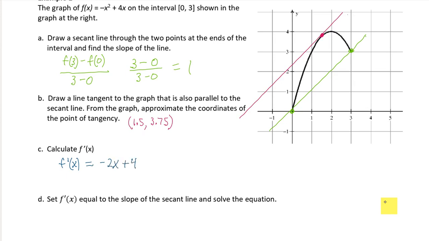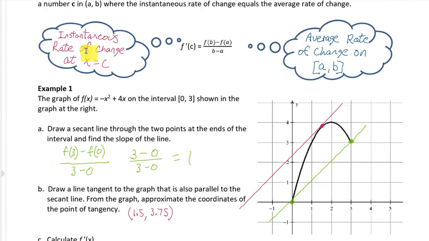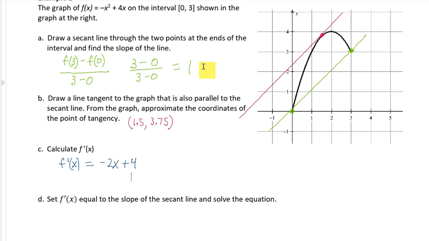All right, and part D says set f prime of x equal to the slope of the secant line and solve the equation. So let's go back up here for a minute. Remember these little clouds up here? The instantaneous rate of change, that's f prime of c, and we just calculated that, is equal to the average rate of change on the interval. That's what the mean value theorem says. And that's what we're doing here in part D.